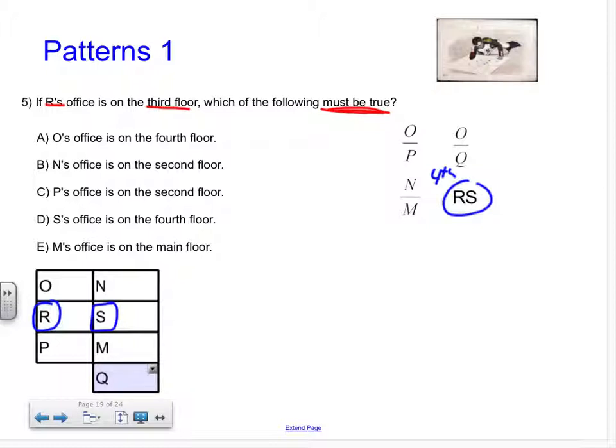O's office is on the 4th floor. Well, what would happen if we were to try and switch O? We know from the first condition that O needs to be on top of P, and from the second condition we know that O needs to be on top of Q. It looks like the case that O needs to be on the 4th floor.